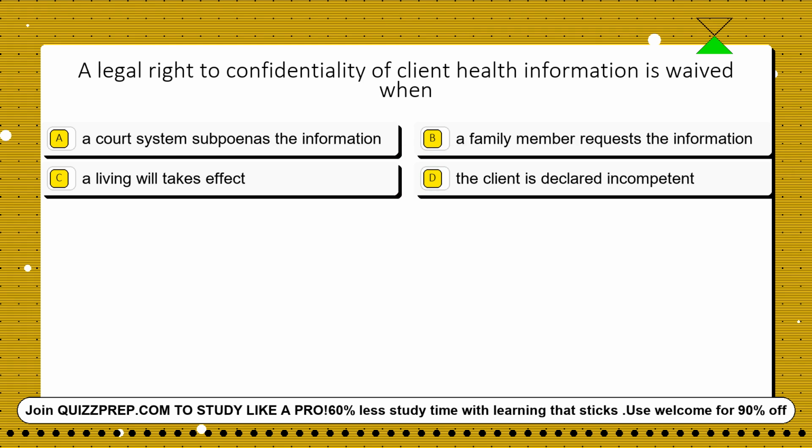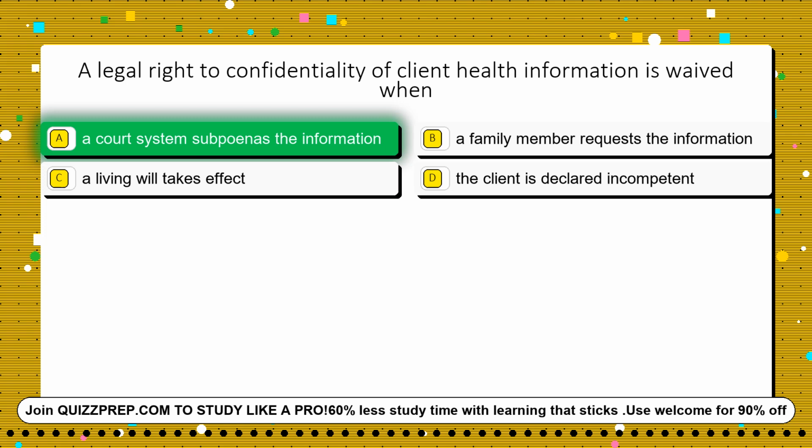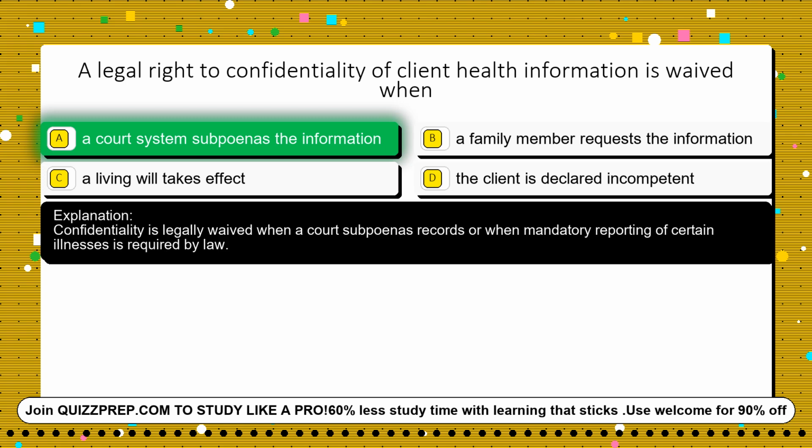Question 24. A legal right to confidentiality of client health information is waived when: Option A, a court system subpoenas the information. Option B, a family member requests the information. Option C, a living will takes effect. Option D, the client is declared incompetent. The correct answer is option A, a court system subpoenas the information. Confidentiality is legally waived when a court subpoenas records or when mandatory reporting of certain illnesses is required by law.